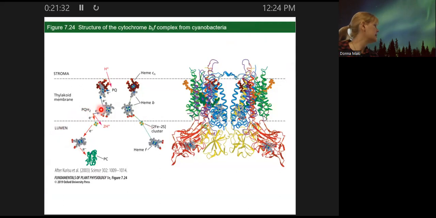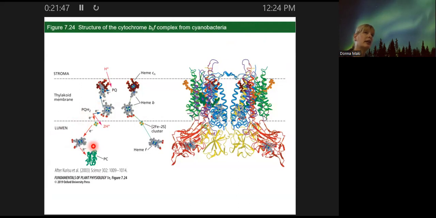PQH2 here. You can see on the left, it's in the thylakoid membrane in the hydrophobic portion, and it's getting to the cytochrome B6F. And they're trying to show in this drawing how one electron goes one route, one electron goes the other route.